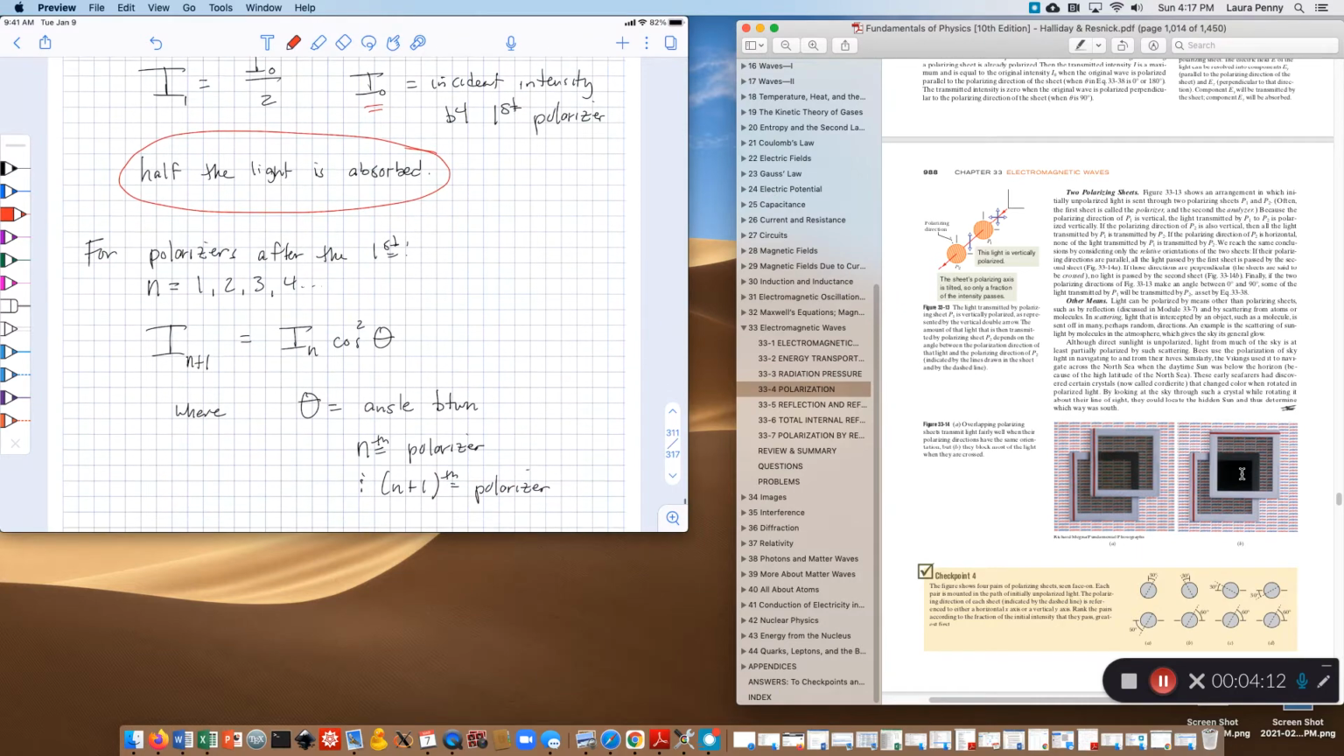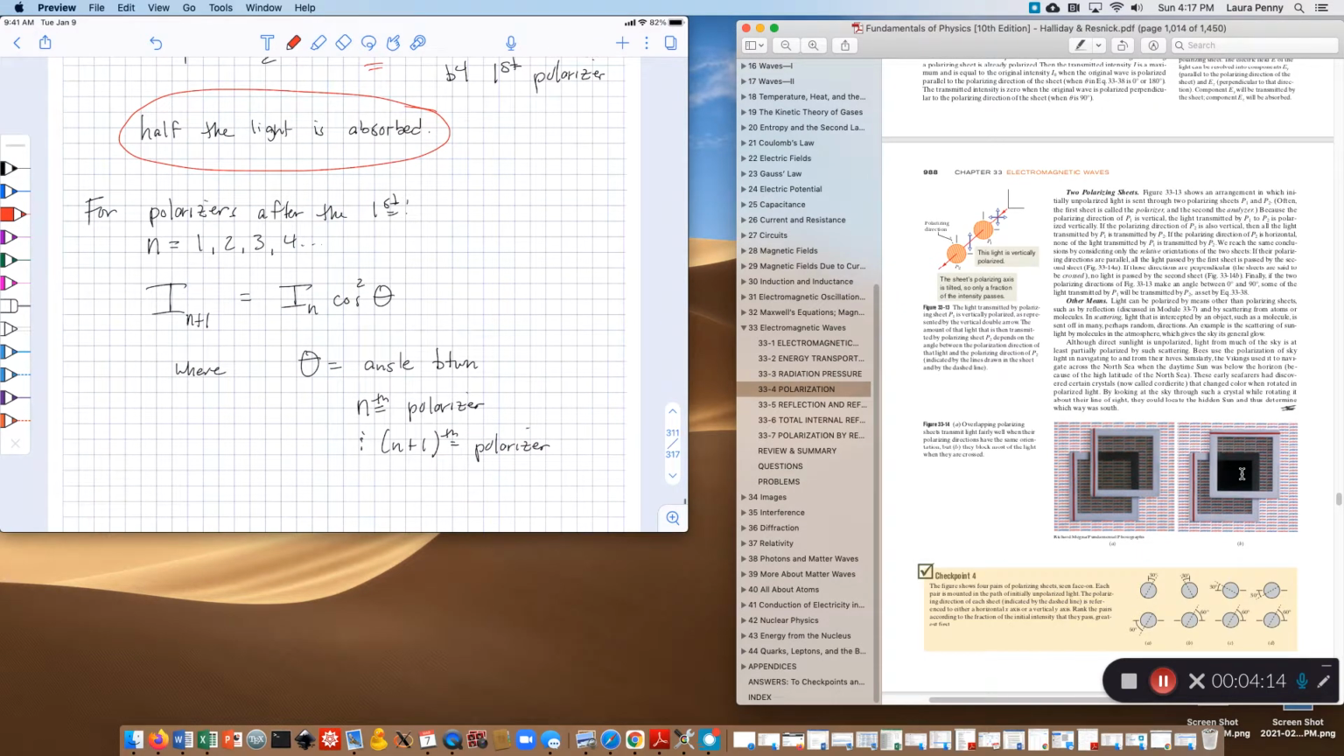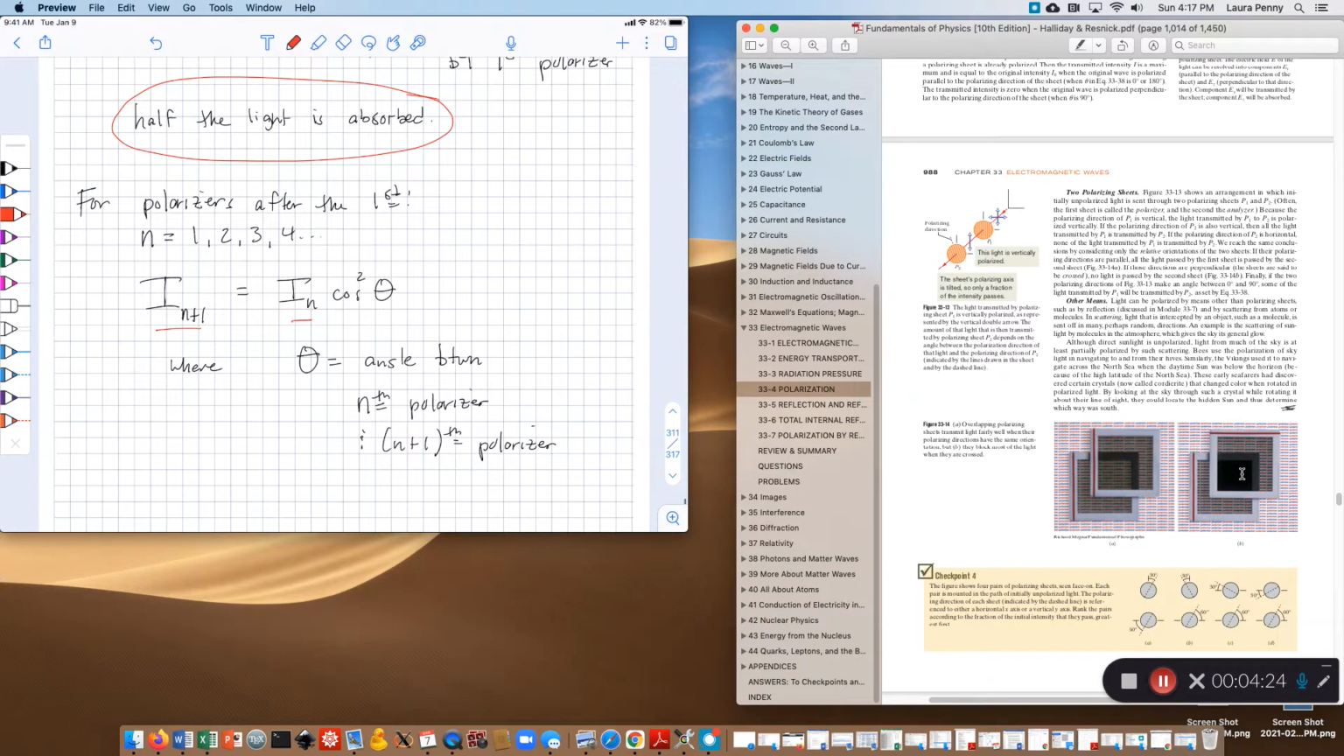For polarizers after the first, so 1, 2, 3, 4 in these pictures, basically the intensity after it is going to be the intensity that came in before times cosine squared of an angle, where this angle is the angle between those two polarizer angles.